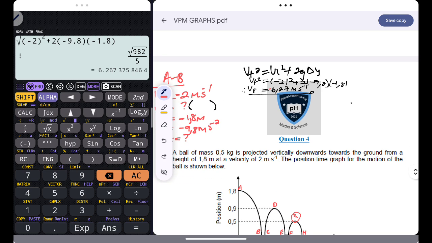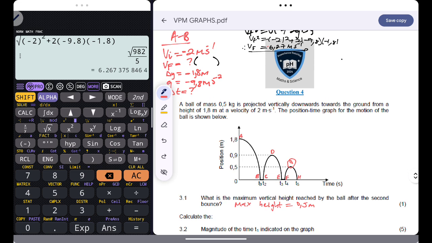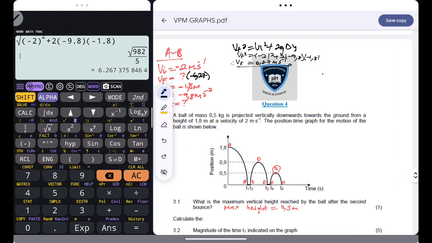Why? Because when the ball was approaching position B, it was moving downwards, and we said every downwards movement has to be negative. So now I do know the value of my final velocity. That's negative 6.27. I can therefore go and find the time it took the ball to reach the ground. I can simply use the first equation because I do know the final velocity. I know the initial velocity. Gravity is a constant. The only thing I don't know is the change in time.